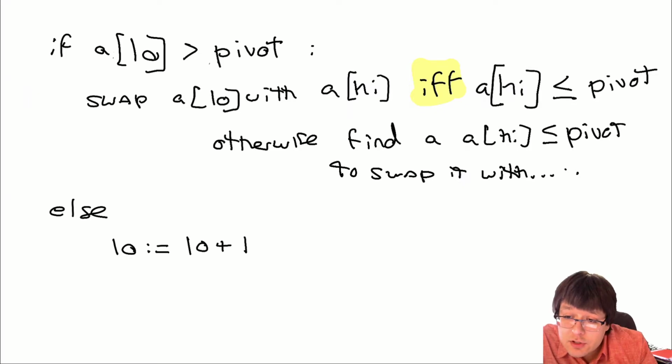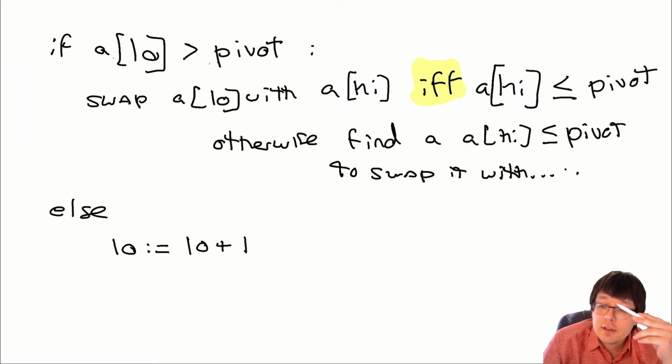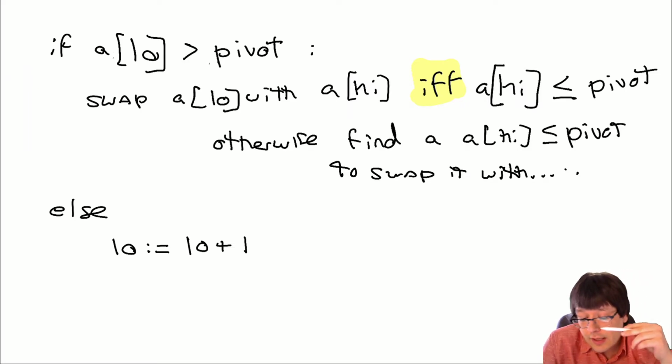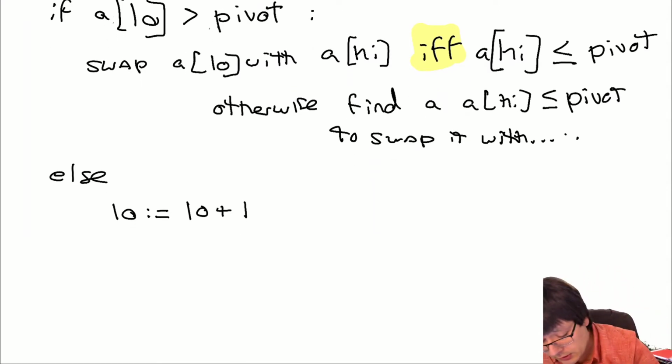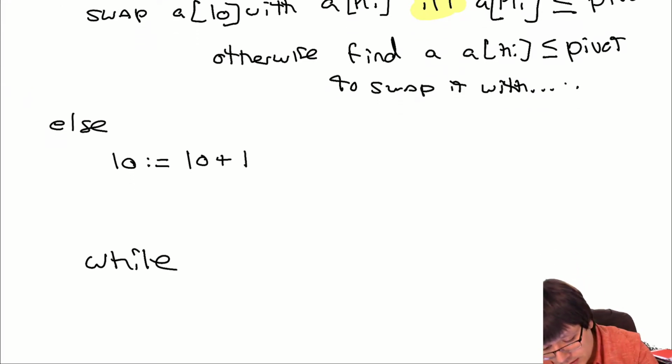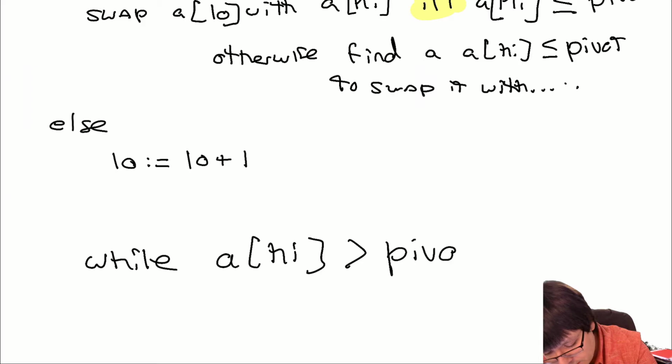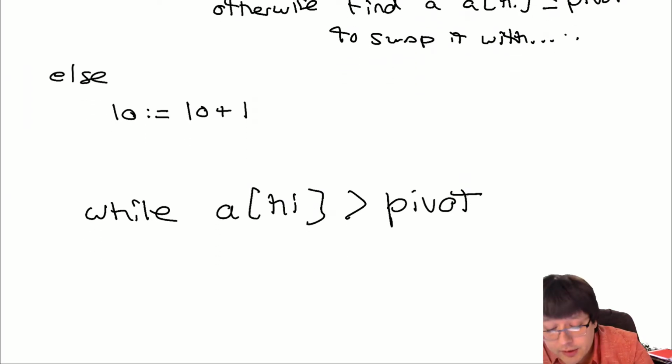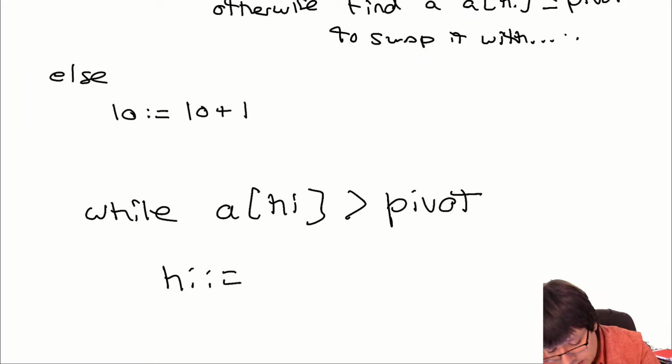So essentially what you need to do is put this in a loop that is going to basically loop while A high is not less than or equal to the pivot. Go high minus 1. Okay? So let me go ahead and write that loop here. Well, while A high is greater than the pivot, I think that's what works better. Go ahead and say high.